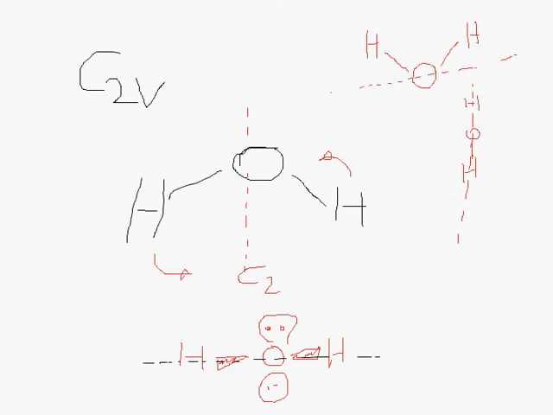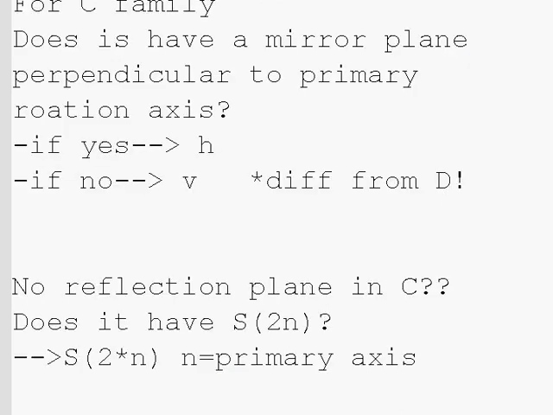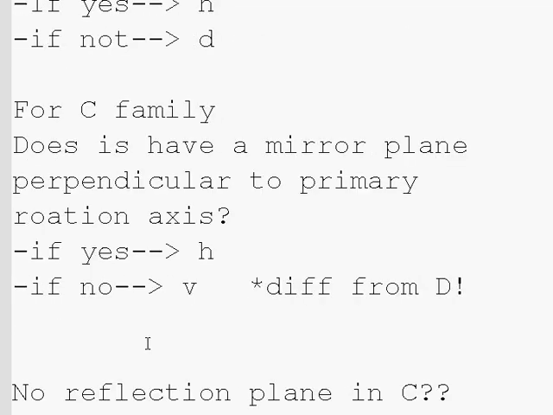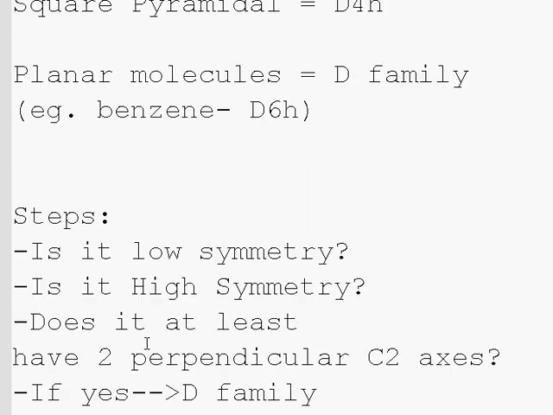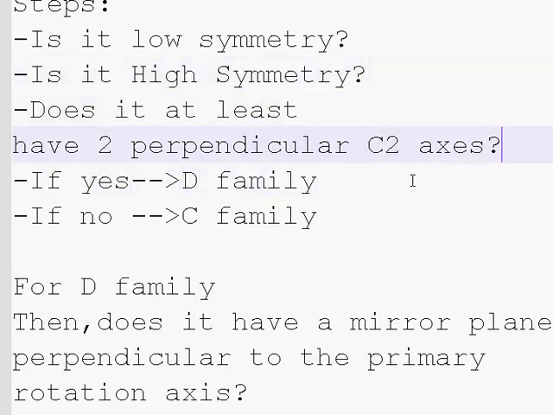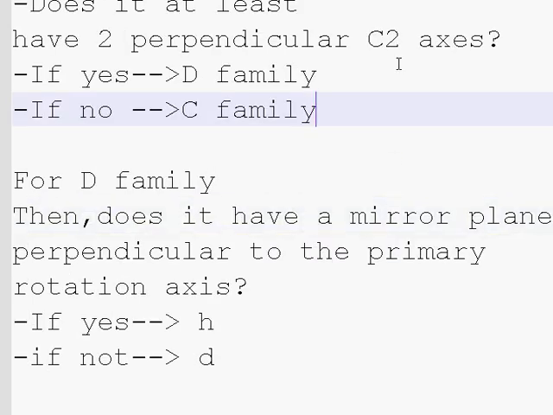So we're going to talk about those a little later. You don't encounter them too often. The Cn is encountered more than S2n, but I'll do some examples of those later. But for the basics, again, you just want to see, is it low symmetry? Is it high symmetry? If it's no for both of those, then you need to figure out if it's C family or D family. And it's D family if it has two perpendicular C2 axes at least. And then if it only has one main rotation axis, it's C family.